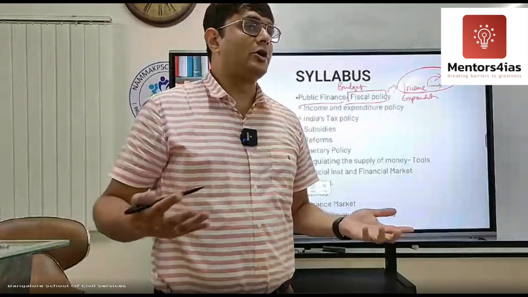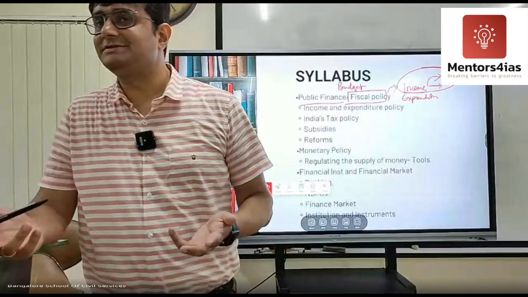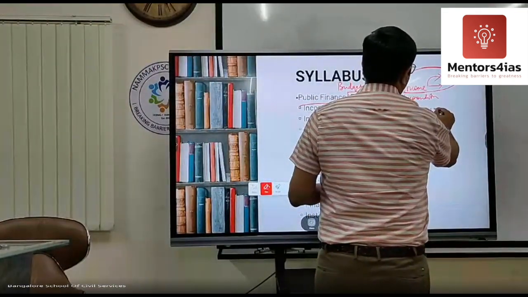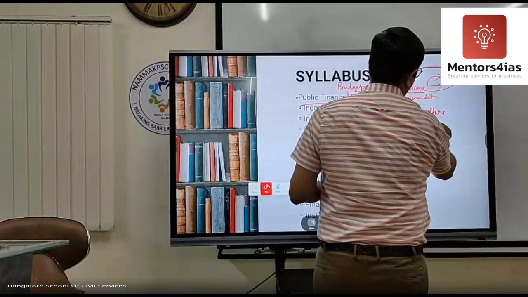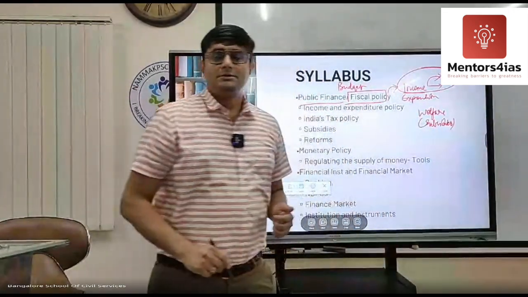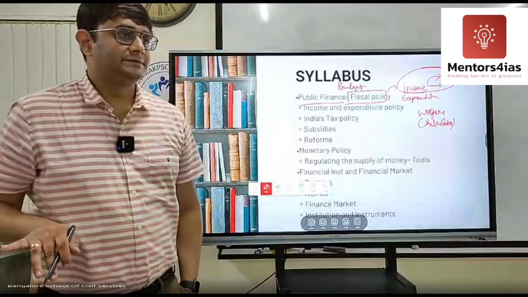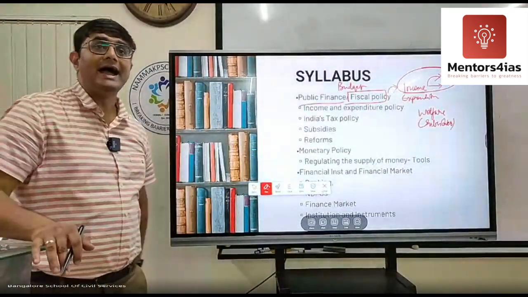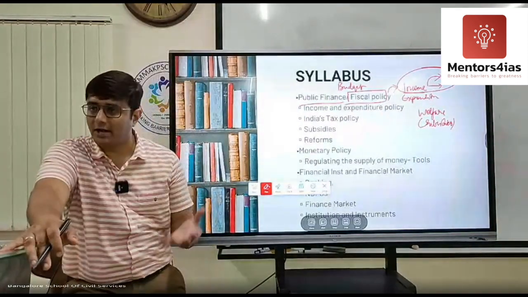So it can spend it on salaries, pensions, infrastructure development. It can spend it on the welfare of people in the form of subsidies, right? So these are the expenditures of the government, then several others. So we will be basically talking about the income and the expenditures of the government.